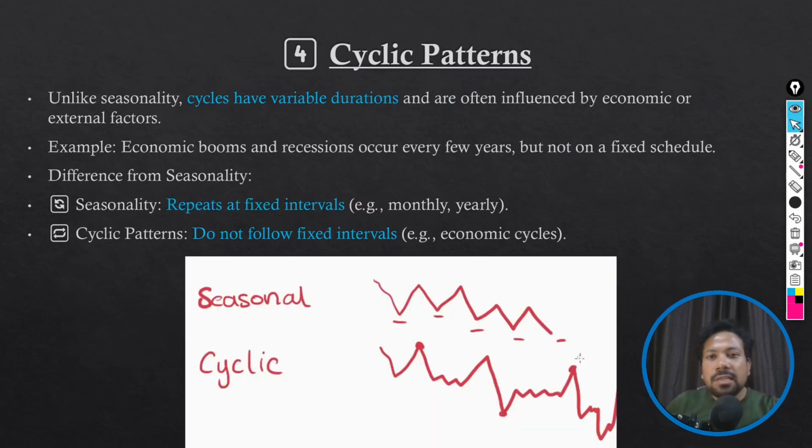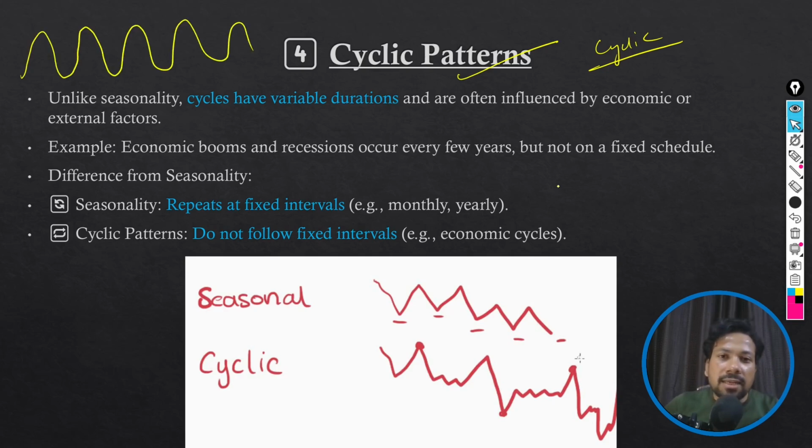Okay. Now let's jump to the fourth characteristic, that is cyclic patterns. So a cyclic pattern is the same as seasonality. There is a single difference between these two. Seasonality occurs at regular intervals. On the other hand, cyclic patterns do not occur at regular intervals. It simply means seasonality will be like this.